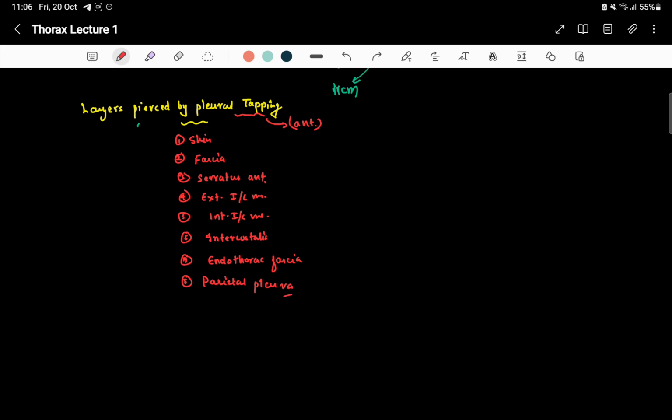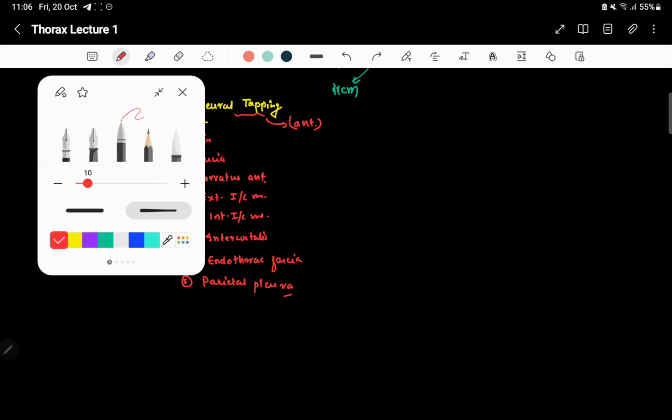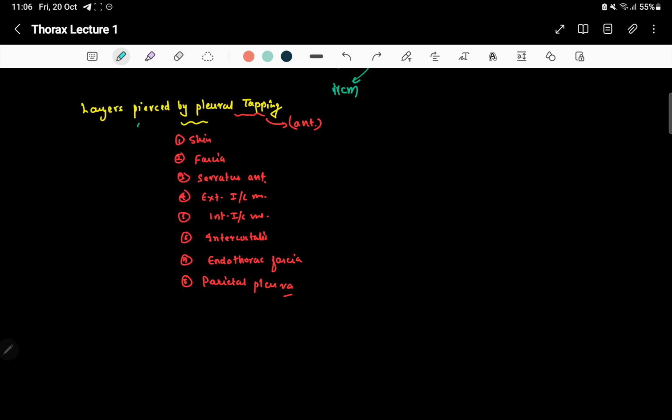So then we have some intercostal nerves. Some are called typical intercostal nerves because they supply the intercostal region. They supply the intercostal space. So we have some typical intercostal nerves. What are typical intercostal nerves? Because they supply the intercostal space too.